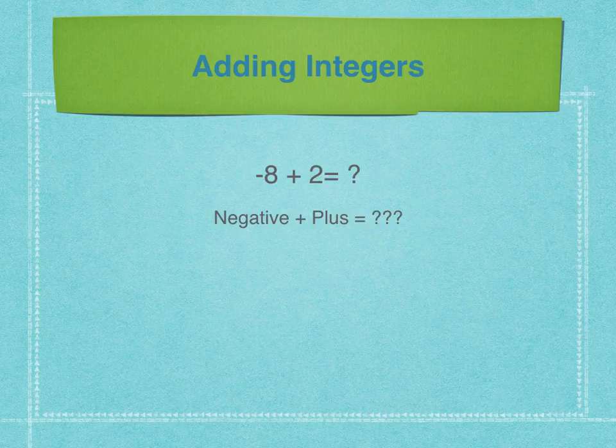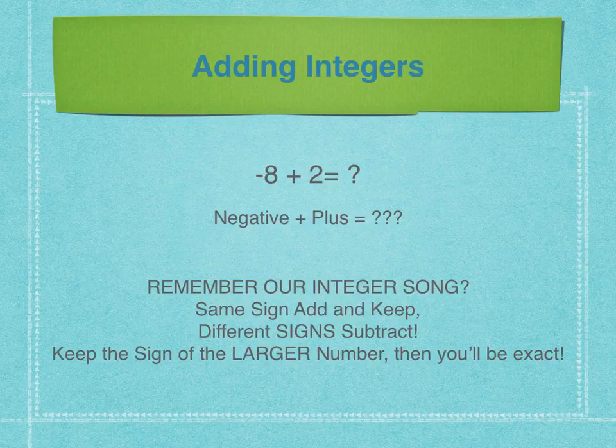What happens if we have a negative plus a positive? Well, remember our song? Same signs add and keep, different signs subtract. Keep the sign of the larger number, then you'll be exact. So in this case, we have different signs.